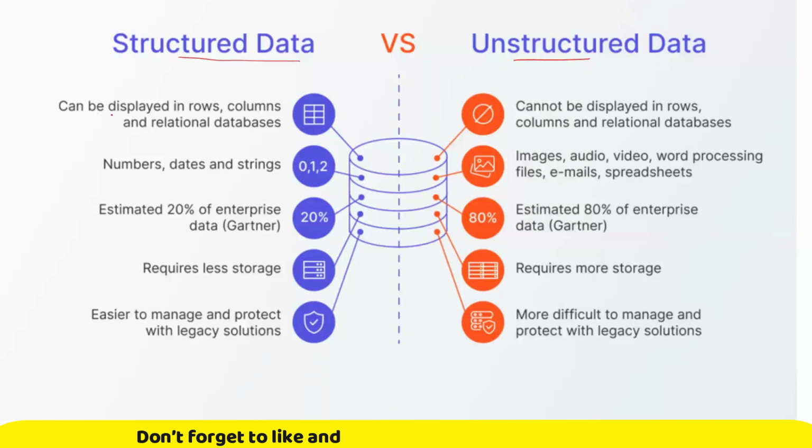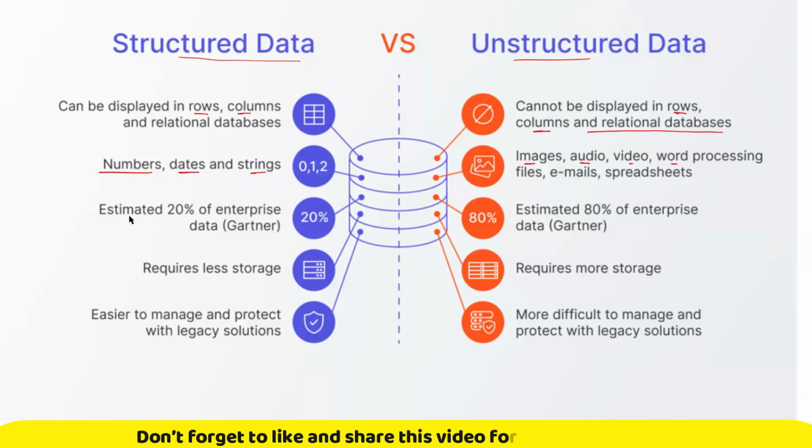So here, this can be displayed in rows and columns, and this cannot be displayed in rows and columns. Not like a relational database, these are like file formats. This could be the example, which may have data types like numbers, dates, strings, this sort of data. But here we will have images, audio, video, and word processing. So these data types, as you may have noticed, are totally different and require some sort of tool which works with both kinds of data.